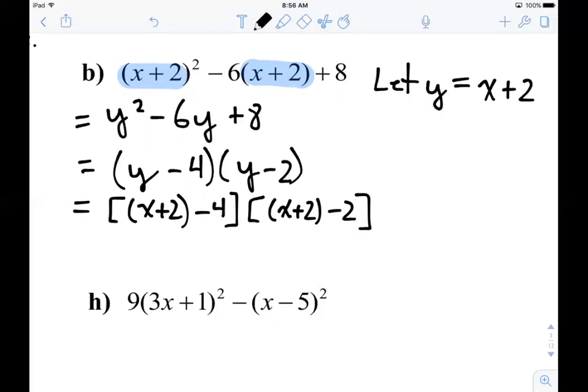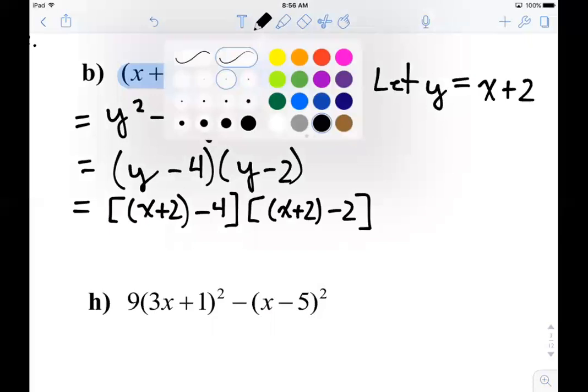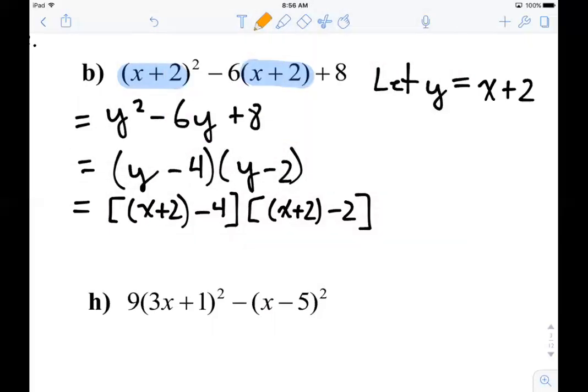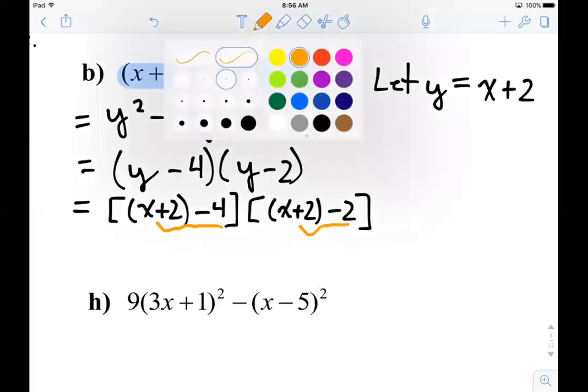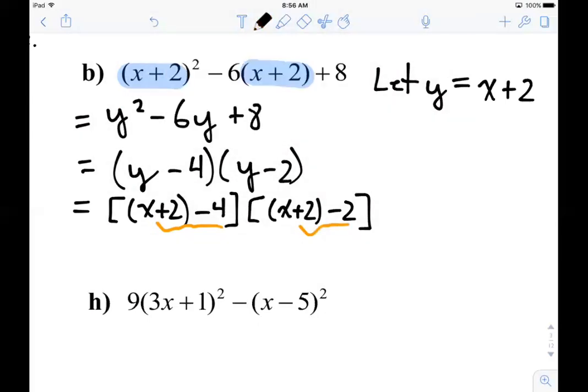But then I actually have a little bit of simplifying I can do, because the plus 2 and minus 4 here are just numbers that can be combined. And this plus 2 and minus 2 are just numbers that can be combined. So my final and simplest way that I can write this factored form is actually, well, this first bracket is x minus 2, and this second bracket is actually just x.